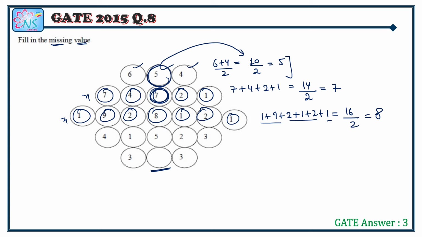So for this row as well, 3 plus 3 is 6, divided by 2, and the answer will be 3. So the right answer is 3 for this. The pattern may be different: like over here we do addition and then divide by 2, for other it may be multiplication of these two values and then divide by 2. So you have to find what pattern is followed by the rows or the columns.